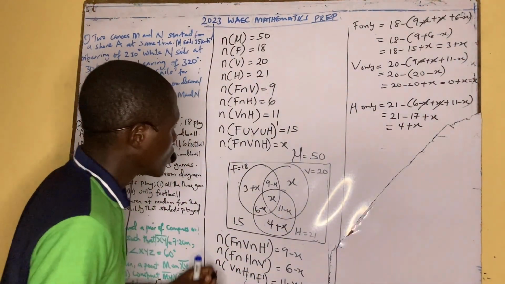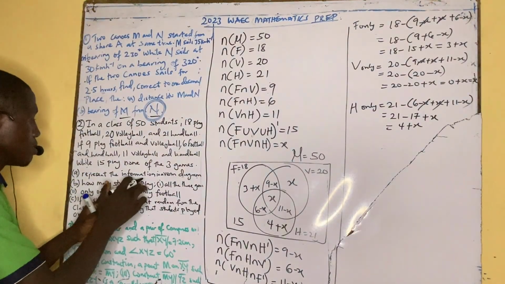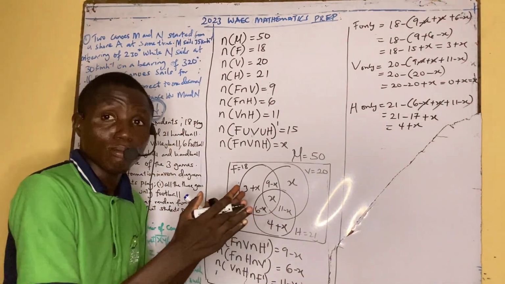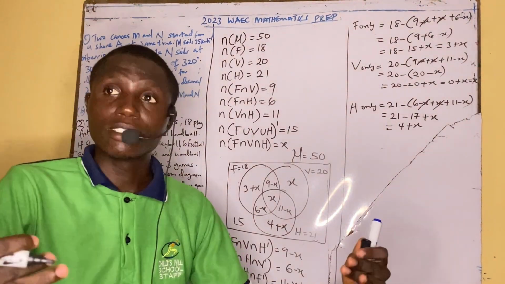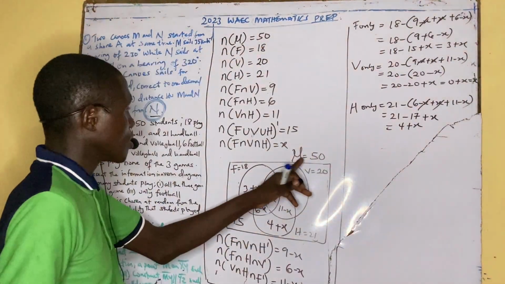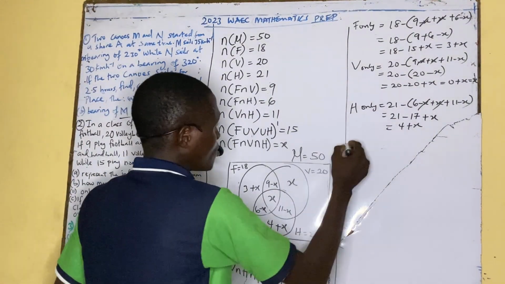So with that now, how do we calculate how many students play all the games? To find the number of students that play all the games, we are going to add everything together and equate it to 50. So add everything together and equate to 50.